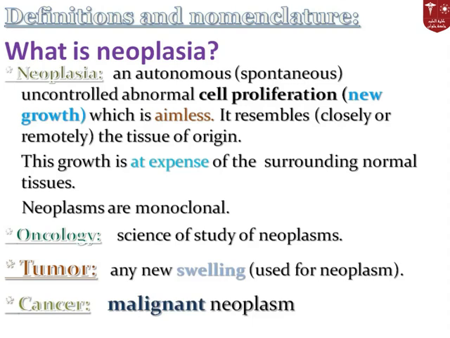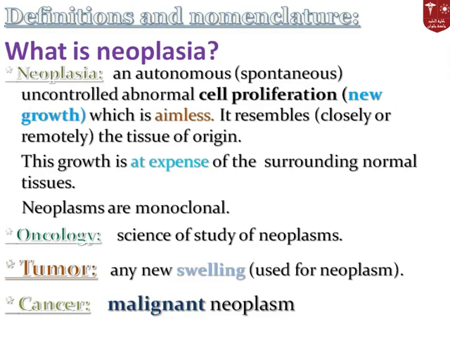The cells that proliferate and form the mass may resemble the original tissue or the original cell from which it arises. This resemblance may be close to the original cell, so the tumor cells are close in shape to the original cells from which they arise, or they may differ in shape because they have remote resemblance. Remote means away, so they don't resemble the tissue of origin.